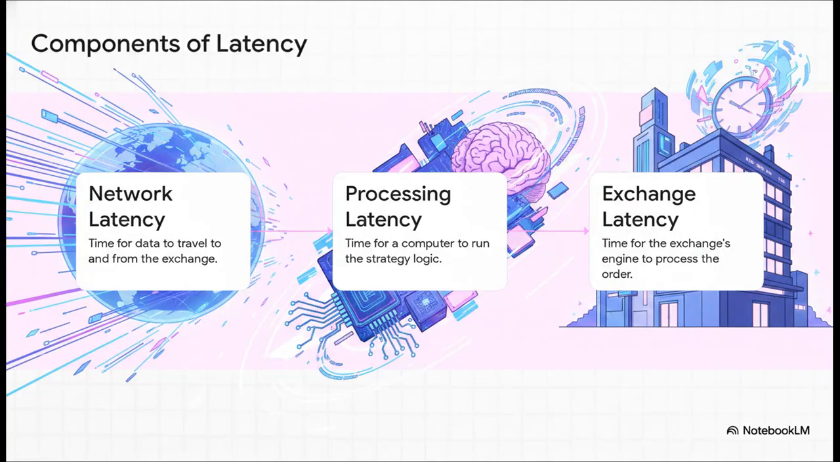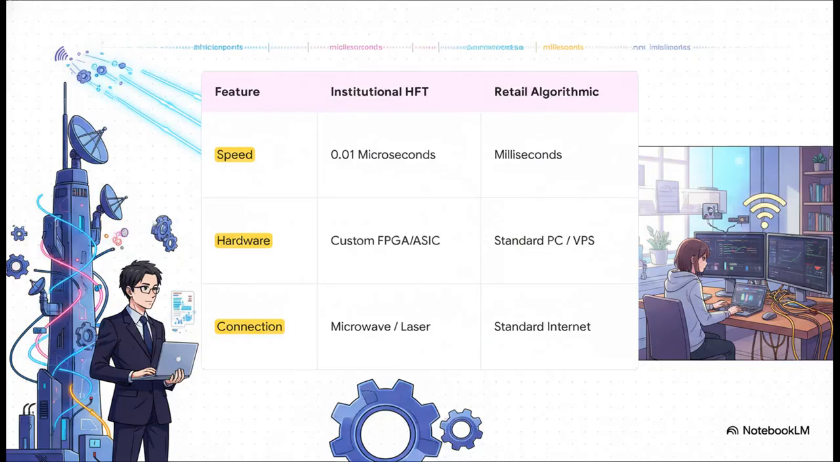The one true enemy in this race is something called latency. It's really just a fancy word for delay. And it isn't just one thing either. You've got network latency, that's the physical travel time for your data. You've got processing latency, how fast your computer can actually think. And then there's exchange latency, how fast the stock exchange itself can process your order. Every single part of it matters. Every nanosecond counts.